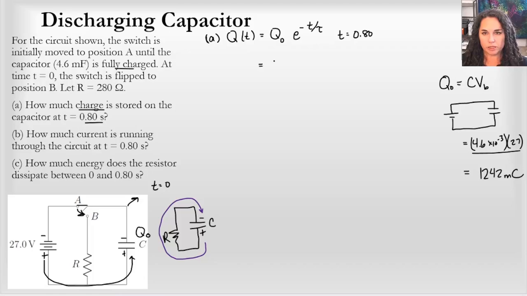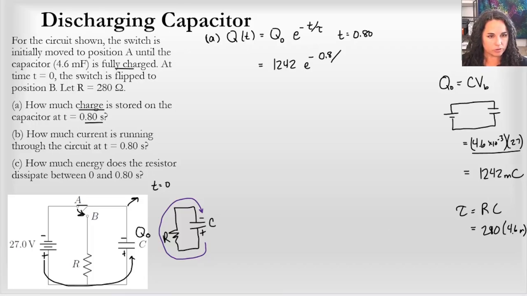So I'm going to put that in here. 1242 e to the negative t is 0.8, and then I'm going to have to divide by tau. I can do that over here too. RC, R is 280, C is 4.6 millifarads.